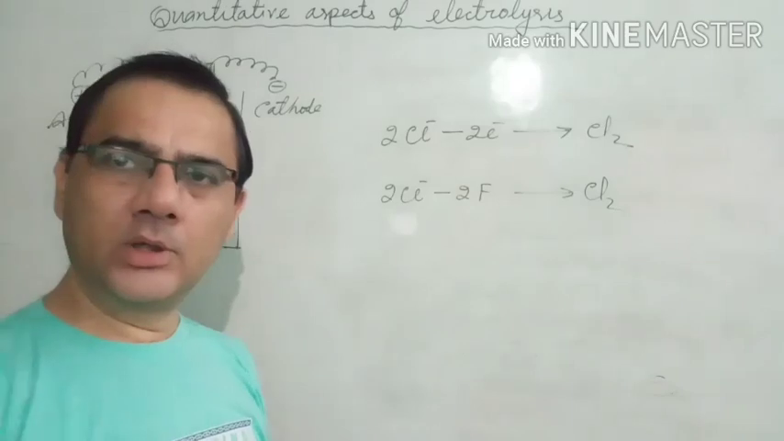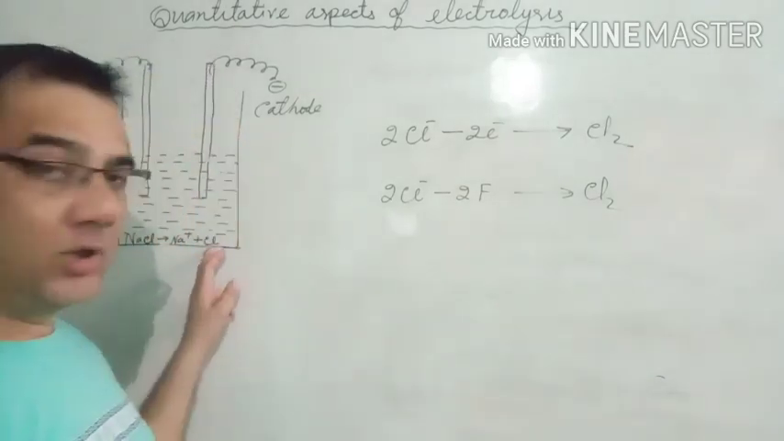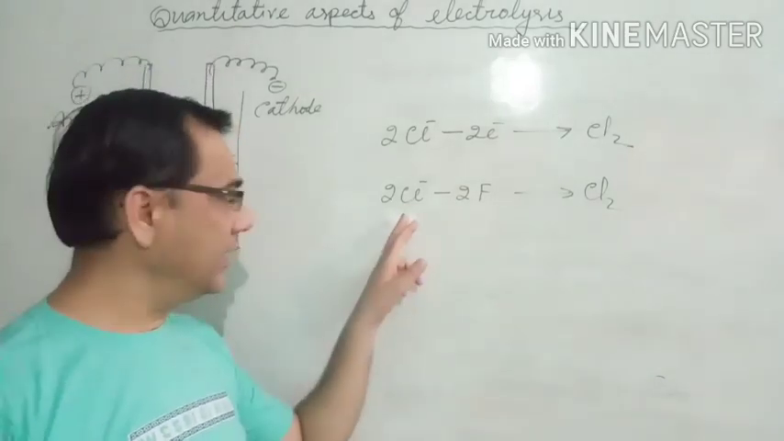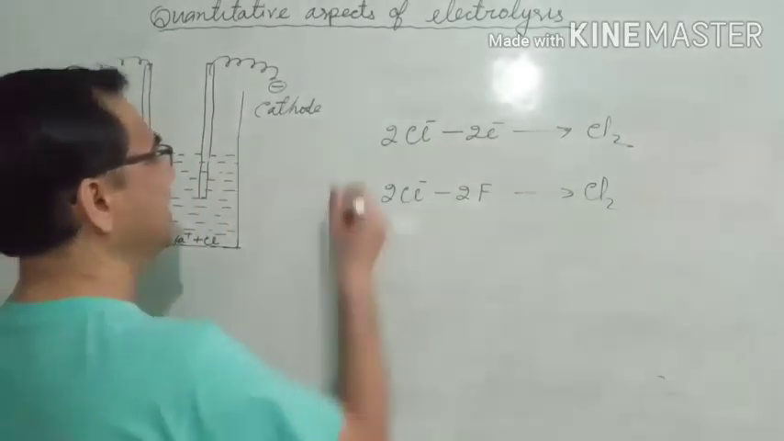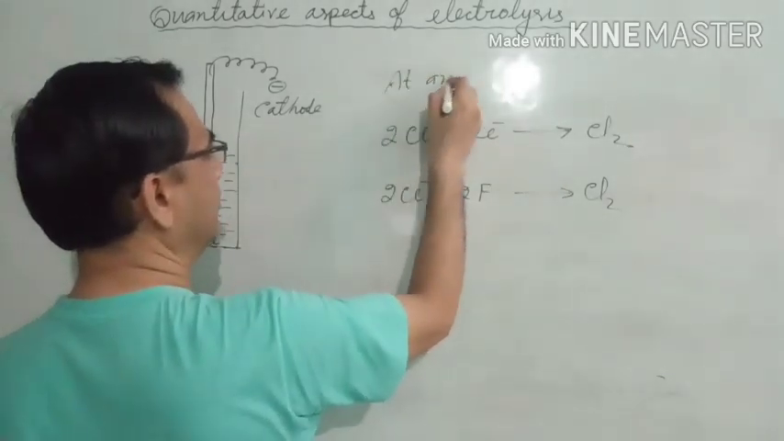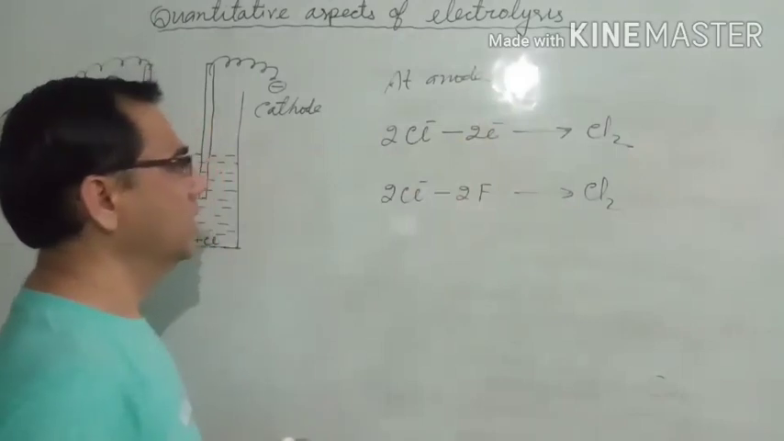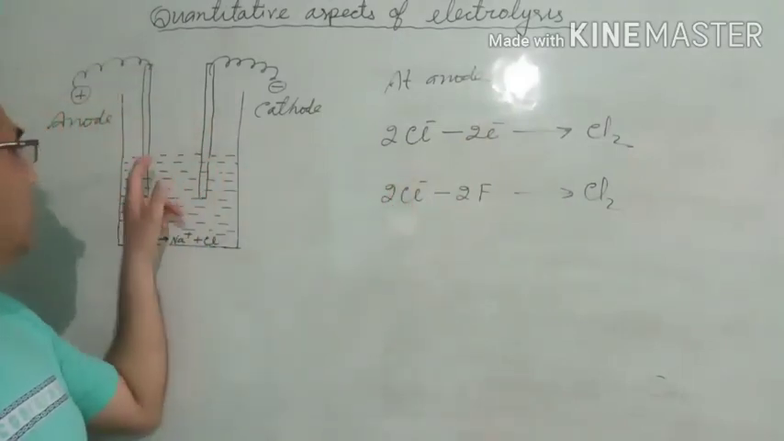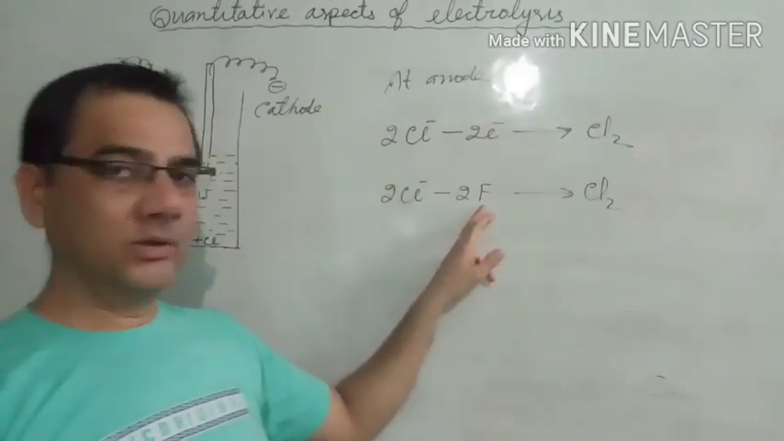Now what happens about the chloride ion? Since it is a non-metal, the 2 chloride ions move towards the anode. This is the anodic reaction at the anode. So 2 chloride ions move towards the anode and they lose the charge.